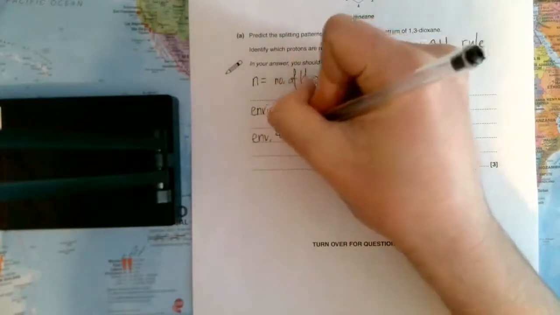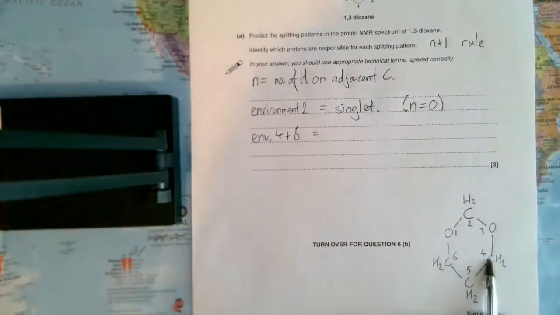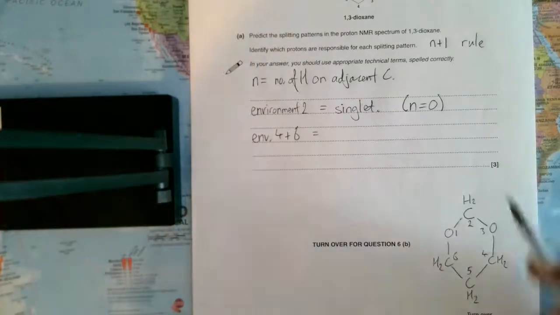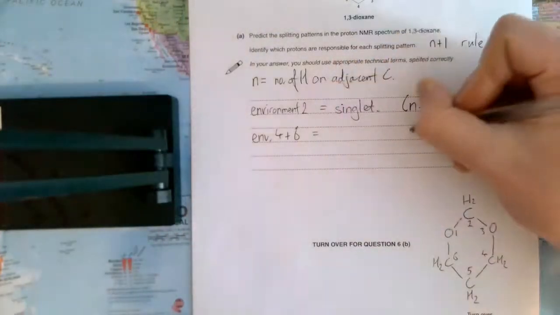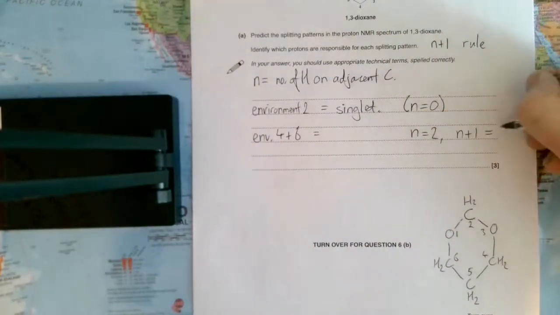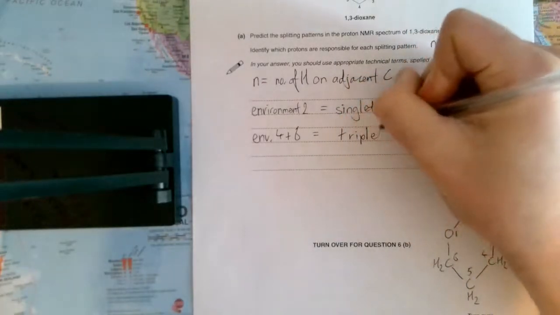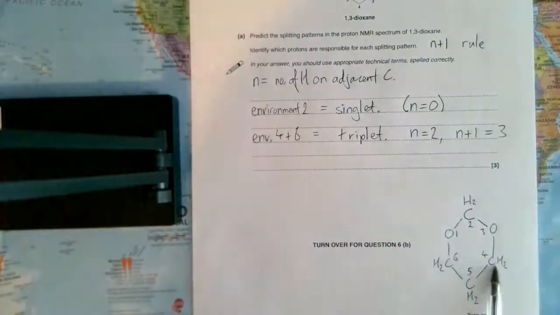Right, moving on. Environments 4 and 6, they are equivalent, so there will be one peak area for these, but that's going to be split. So we have to look. This is not carbon, so we're going to ignore it. There is a carbon here, and there are 2 hydrogens on it. So here, n equals 2, so n+1 equals 3, and so for this, what we're going to see is a triplet, and that's these 2 things combined to give you a triplet.